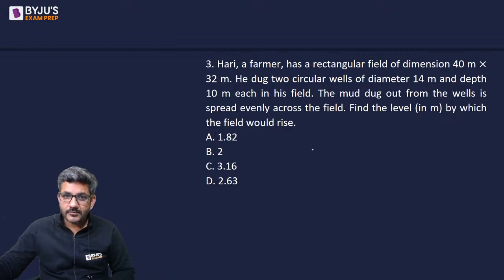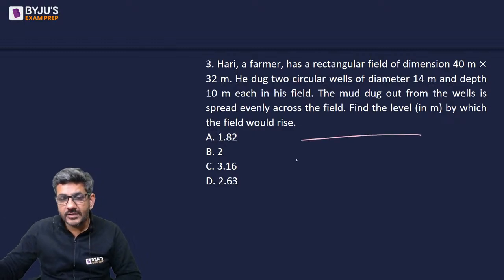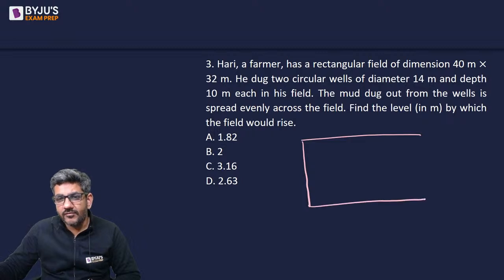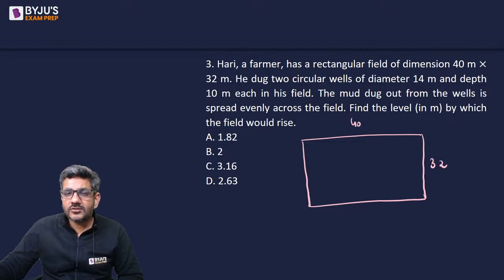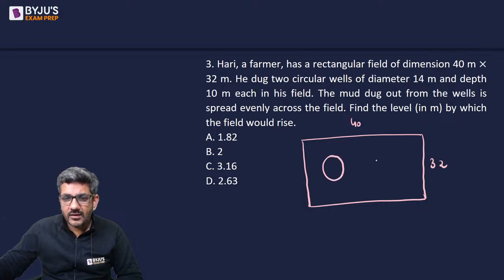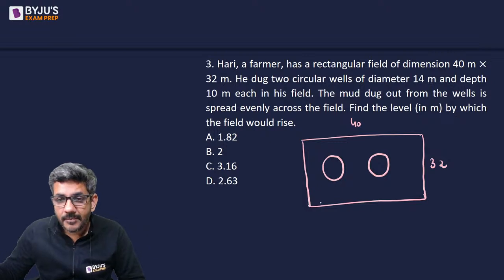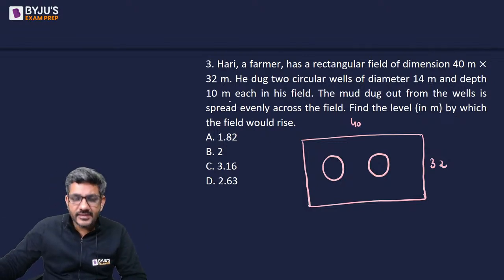In the meantime, you can of course try to answer this. So there is this rectangular field of 40 by 32. So this length is 40 and this length is 32. He dug two circular wells of diameter 14. So let us say this is one circular well and this is another circular well. They have a diameter of 14. And he says the depth of these two wells is 10 meters.